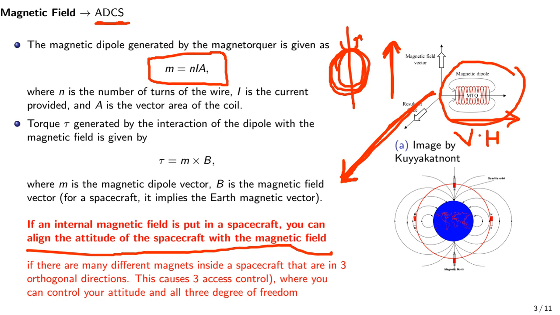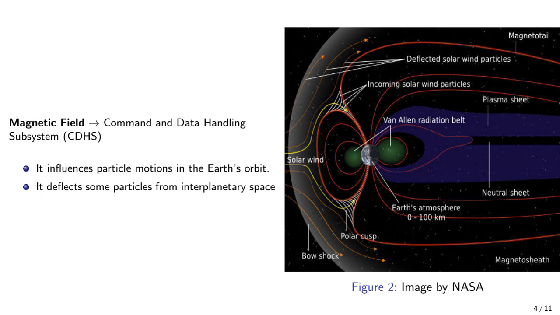So we're also going to see another effect of the magnetic field. The magnetic field can also affect the command and data handling subsystem. How does this happen? The magnetic field will influence particle motions in the Earth's orbit. Remember, these particles are charged particles. So it may pull, and that is actually answering why you have that 5,000 kilometer distance apart between the inner and the outer Van Allen radiation belts.